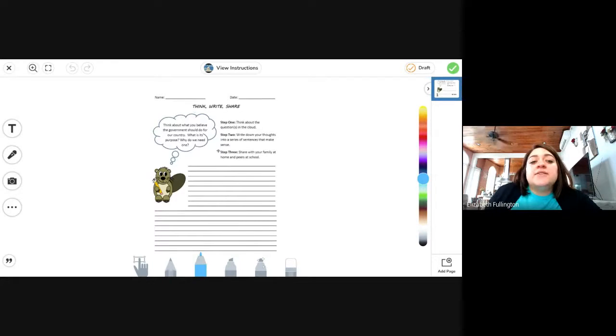But here's the cloud. This is the one that you're going to be writing about. So it says, think about what you believe the government should do for our country. What is its purpose? Why do we need one? Why do you think we need a government? So remember, we talked about a few of those things. Harlow, you want to keep those answers in your brain because you're going to write them down, okay?